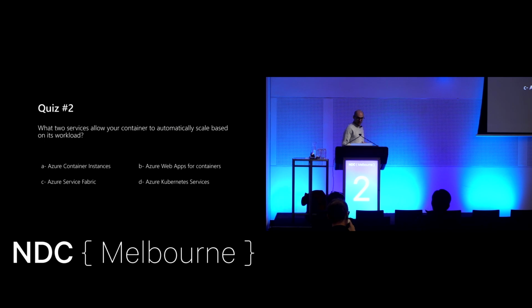And number 2: which two services allow you to run your containers and auto-scale your workload? B. Actually, this could even be three. Not A, correct. AKS we already know has auto-scaling, even auto-scaling to container instances. Web apps already have auto-scaling. Service Fabric could, but you have to work for it and create that infrastructure for it. So the managed services where auto-scaling comes built in are web apps and AKS.